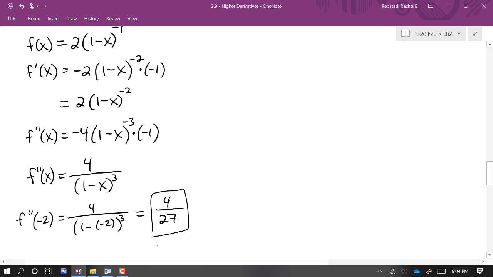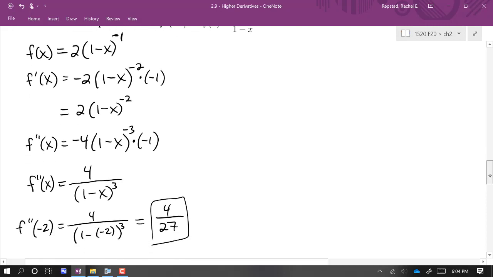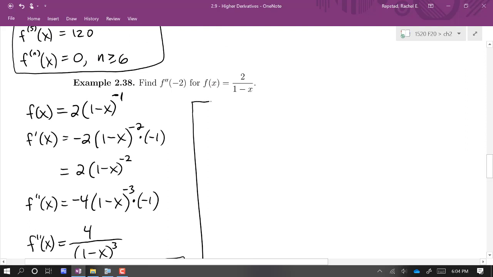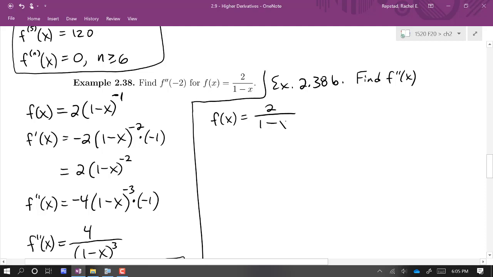Now, before we do the next example, I'm going to do a second example here. It's going to be related. We could call it example 2.38b. And in this example, we're going to just find the second derivative. But this time, the function that they give us is 2 over 1 minus x squared. All I'm doing, the only difference, is that it's a 1 minus x squared in the bottom.